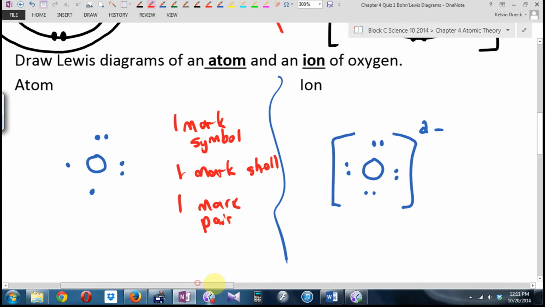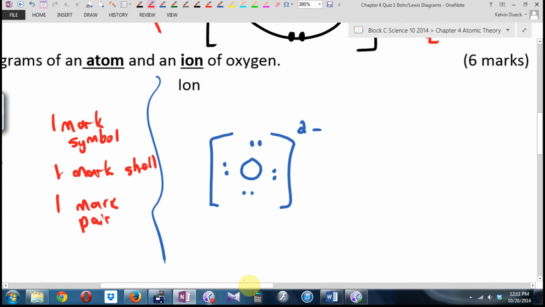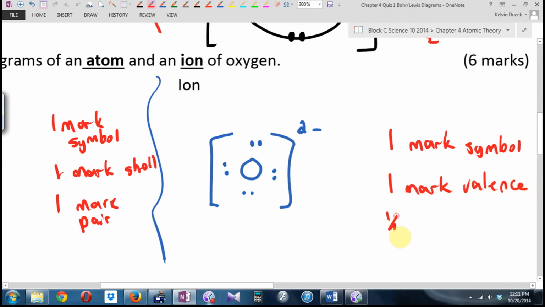On the right-hand side, it's going to be fairly similar, but a lot easier. I would go 1 mark for the symbol, the O, 1 mark for the valence shell, half for the square bracket, and half for the 2 negative. What if I wrote -2? I probably wouldn't take marks off, but traditionally it's written with the magnitude and then whether it's positive or negative.